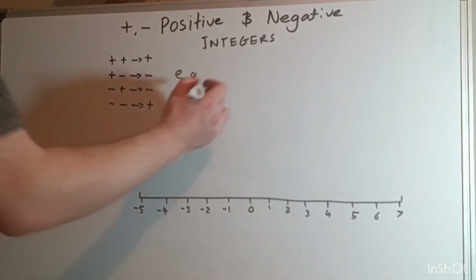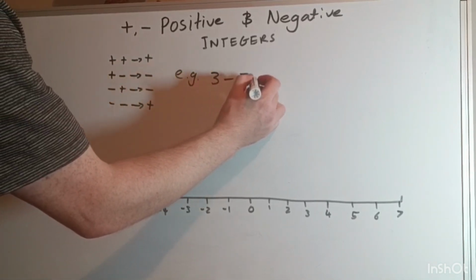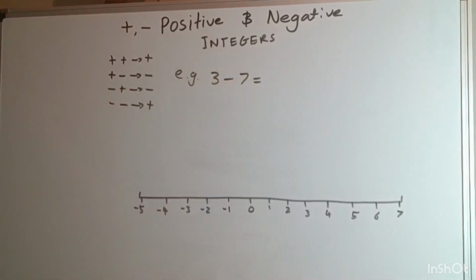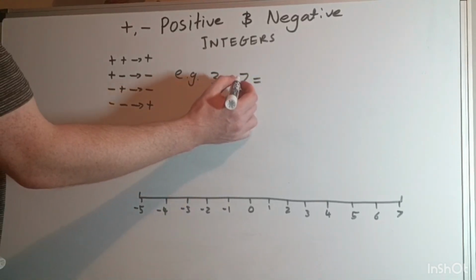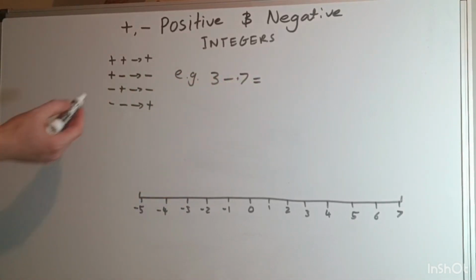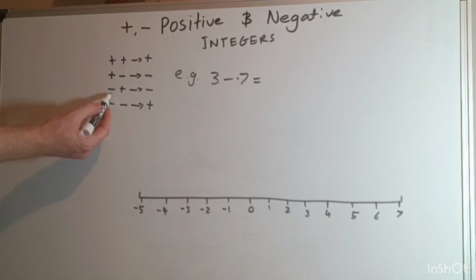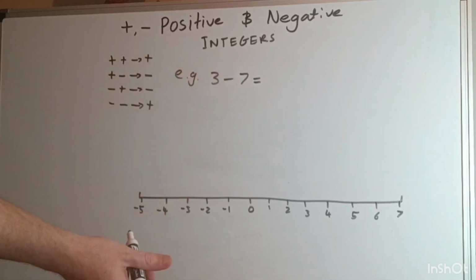So let's say we have 3 minus 7. Here we have a positive number minus another positive number. So there's always an invisible little plus sign there next to the 7. So that's this rule. We have a minus sign and then a positive sign. So we're going to subtract the two numbers.